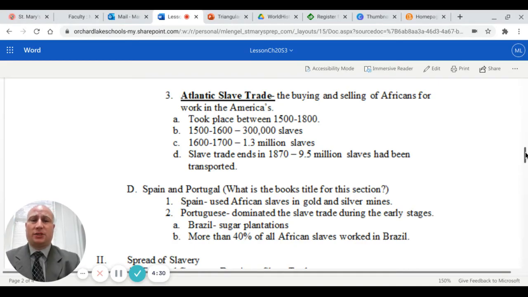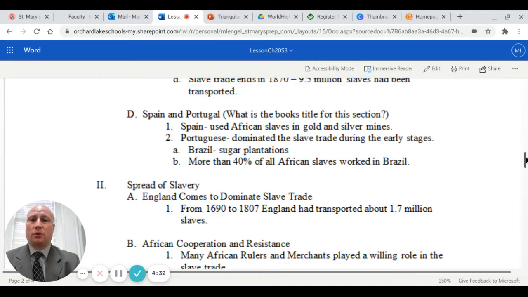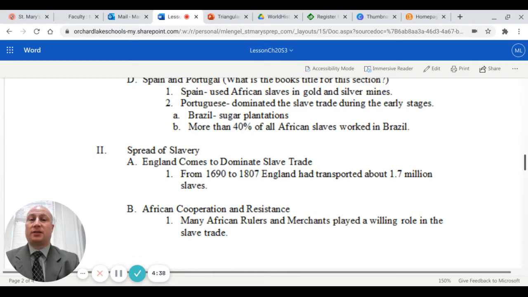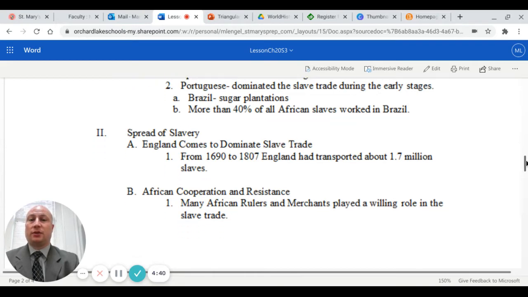Capital letter D, we're going to talk about Spain and Portugal and what their role is in this. Spain used African slaves mostly in gold and silver mines. Portugal actually, as I said earlier, started the slave trade, and they began to use slaves in Brazil on sugar plantations. More than 40% of all African slaves worked in Brazil for the Portuguese.